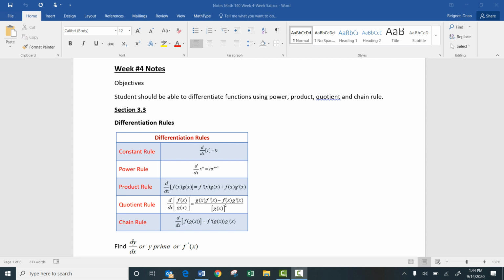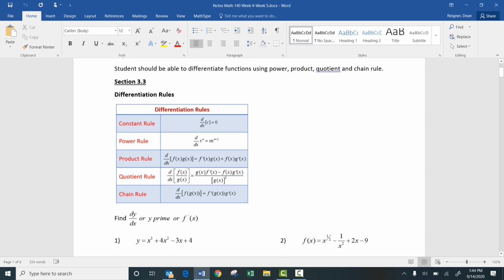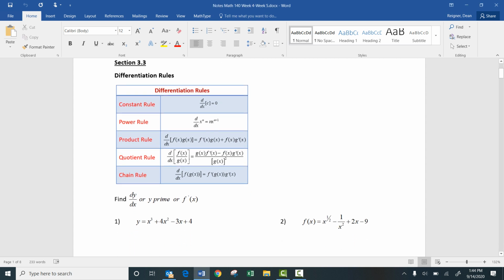Okay, week 4 notes. The majority of the material in week 4 and week 5 is figuring out derivatives, figuring out slopes of tangent lines using these rules. So there's several rules. They kind of look complicated there on the paper, but they're really not. So we're going to start out kind of easy and then get a little bit more difficult. The most difficult rule of all of them is the chain rule.